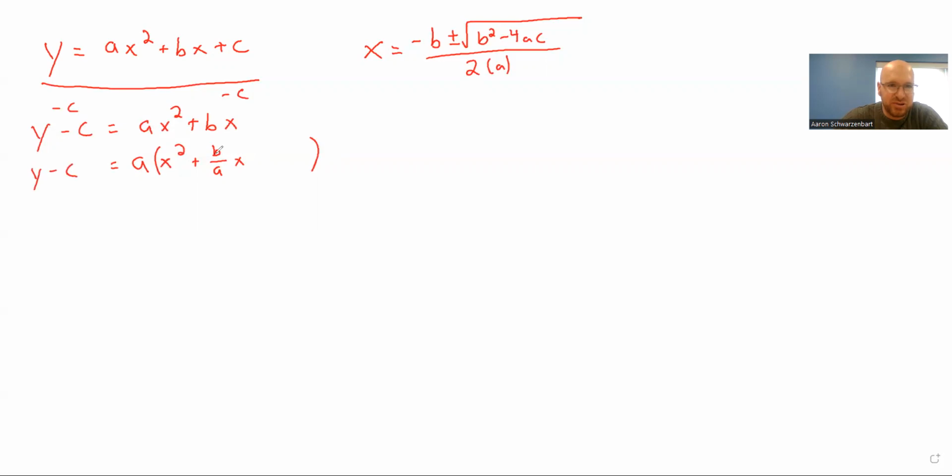My magic number is then I take what's here, and it's now b over a instead of just b, and I divide that by 2. Well, dividing b over a by 2 is like dividing by 2 over 1, which is multiplying by 1/2, so that's b over 2a. I then have to do b over 2a squared.